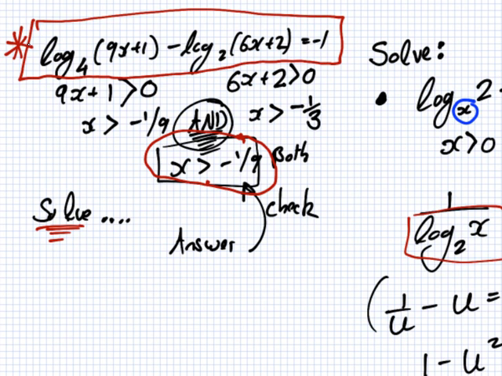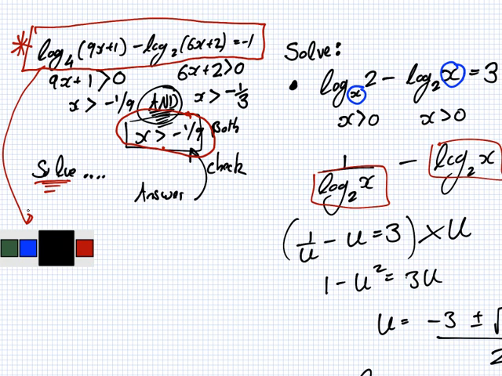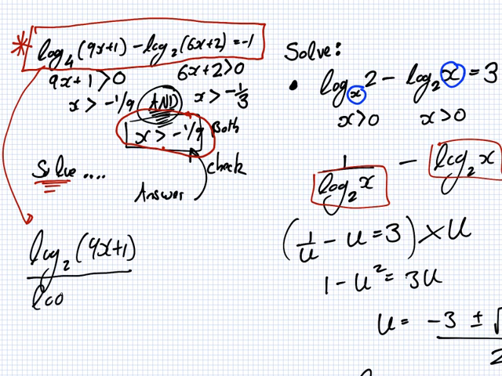Okay, shall we look at it now? Let's have a look. So the first problem here is that this base is a 4 and this base is a 2. We need to make both bases a 2. So we have to use the fifth rule of logs. If I change this to base 2, the price I pay for that change is I divide by log 2 of 4, minus log 2 of 6x plus 2 equals minus 1.